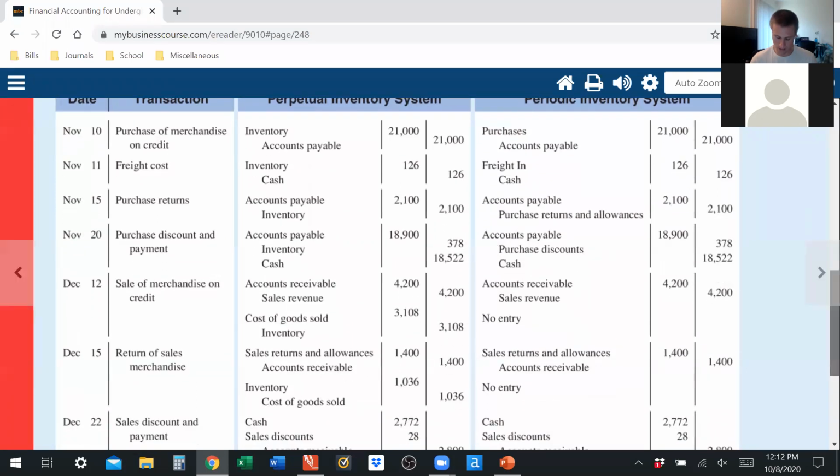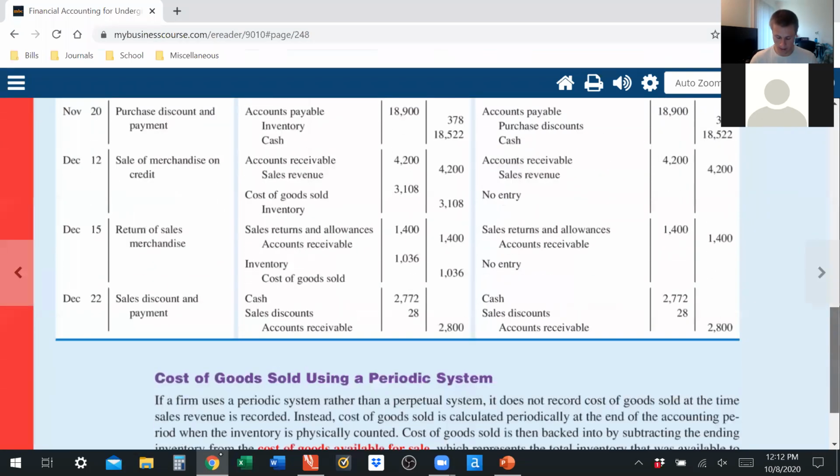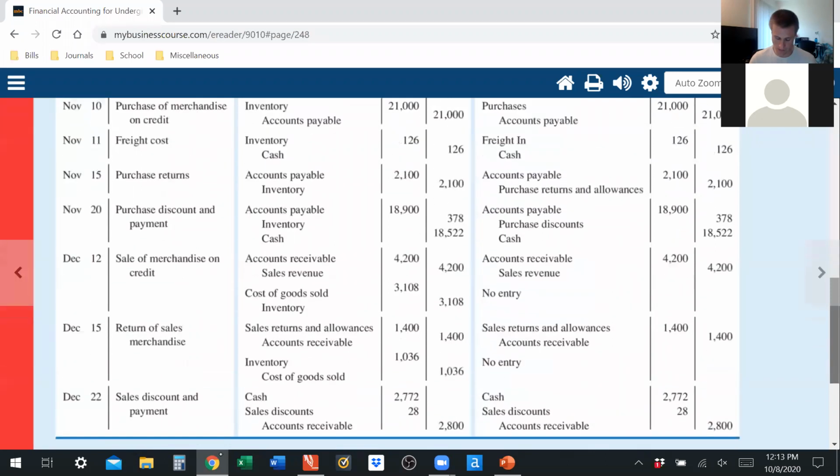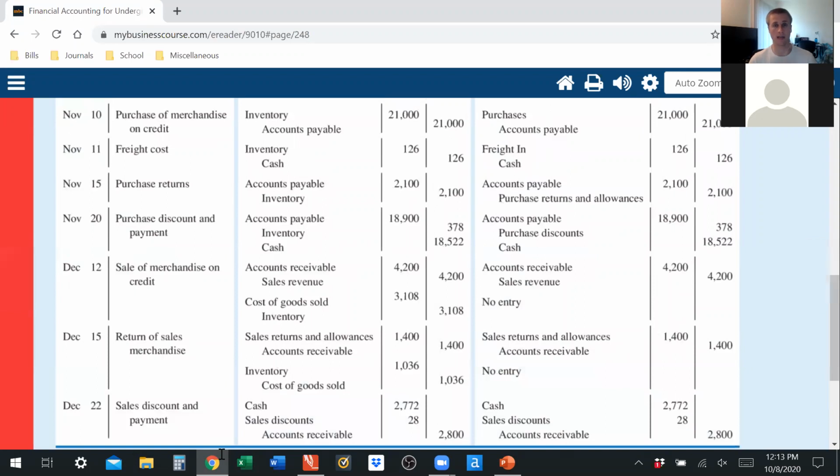Keep in mind there are some extra journal entries for the periodic company after these entries. They have to go and close out purchases, freight in, purchase returns and allowances, and purchase discounts. They have to transfer the balances in each of those 4 accounts to inventory. You don't see those accounts on the financial statements anywhere.